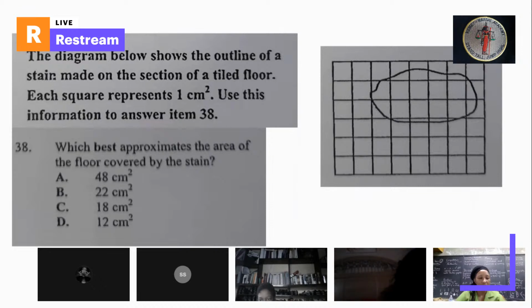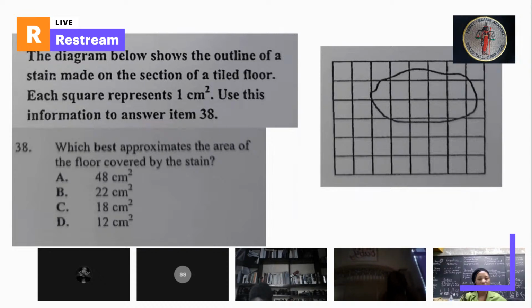Number 38. Which best approximates the area of the floor covered by the stain? 12 centimeters squared. All right. How did you get the 12? I don't know how to explain it. It kind of covers up 2, and then it covers up the 5 going across. So I multiplied 2 plus 2 times 5, and then it was closest to 12.